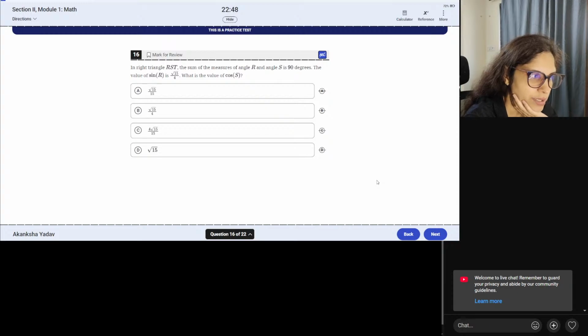It's a right triangle, RST. The sum of the measures of angle R and angle S is 90 degrees. Sine R is square root 15 over 4. What is the value of cosine S? So R and S, their sum is 90 degrees. That means sine R should be equal to cosine S. So it should be the exact same value. Okay. If you want, I can make the diagram for this one.